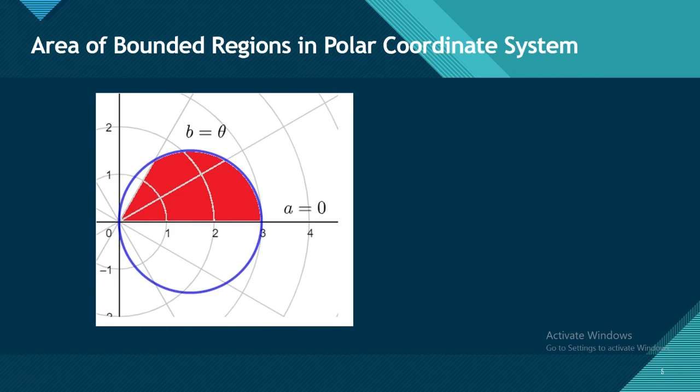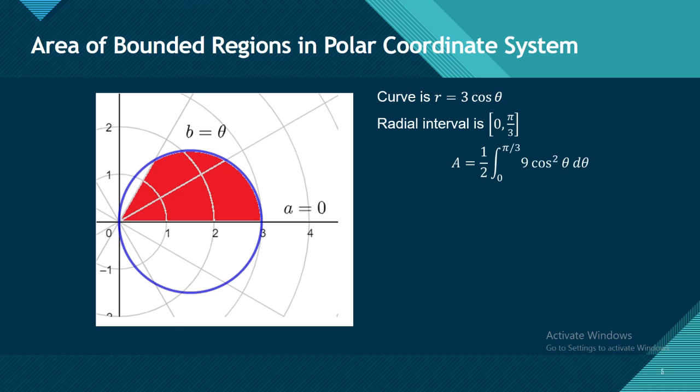Okay, so let us go back to this region. The curve is defined by the equation r equals 3 cosine theta. And we will get the area of that region, the red region. That region is contained in the radial interval 0 to pi over 3. Let us now set up the definite integral. A is equal to 1/2 times the integral of 9 times the square of cosine theta d theta.